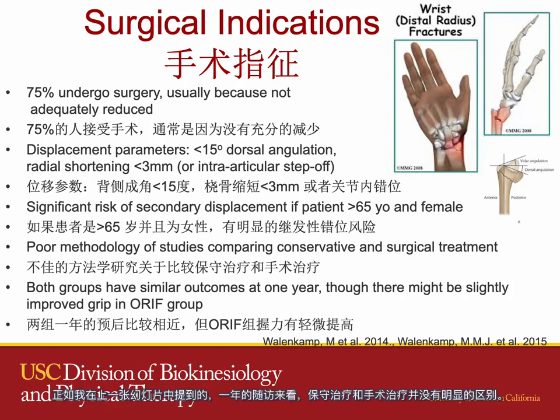So again, as I mentioned with the last slide, outcomes at 1 year are not significantly different with conservative versus surgical treatment, but some of the research in the last 8 or 10 years did find that you do possibly have better grip strength if they do surgery and some sort of internal fixation. So there is that possibility that maybe you get a little bit better outcomes if they're doing the surgery.